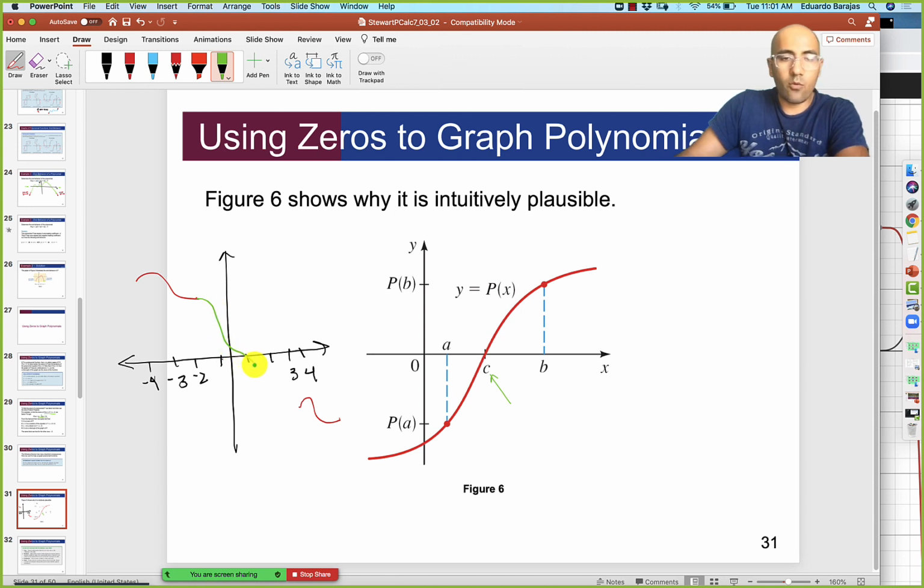Maybe it did it more than once. Maybe it looks like that. Or maybe it came down and wiggled, and then came down, maybe. So maybe it crossed the x-axis lots of times. But it had to do it at least once.